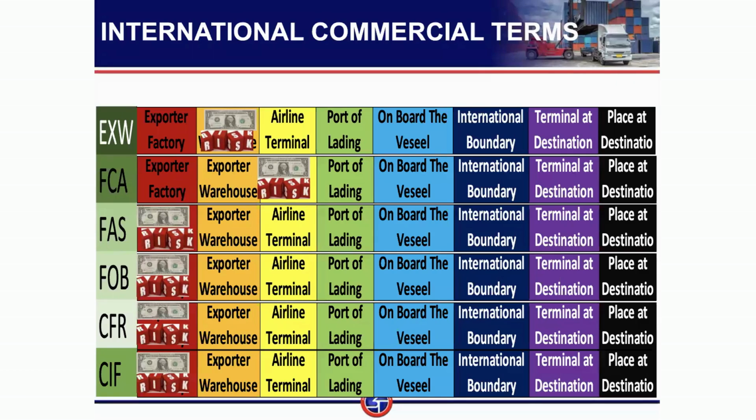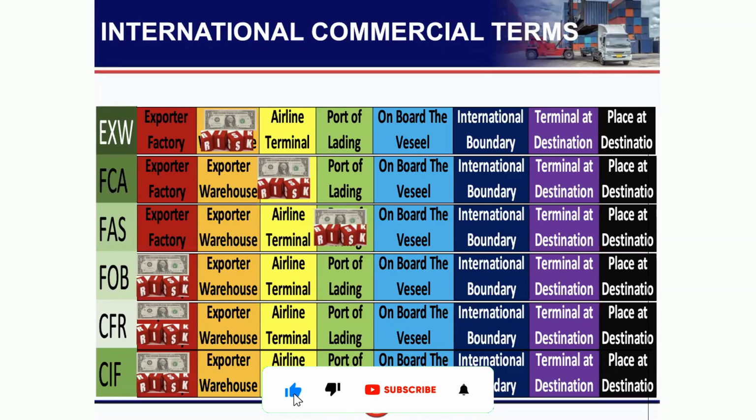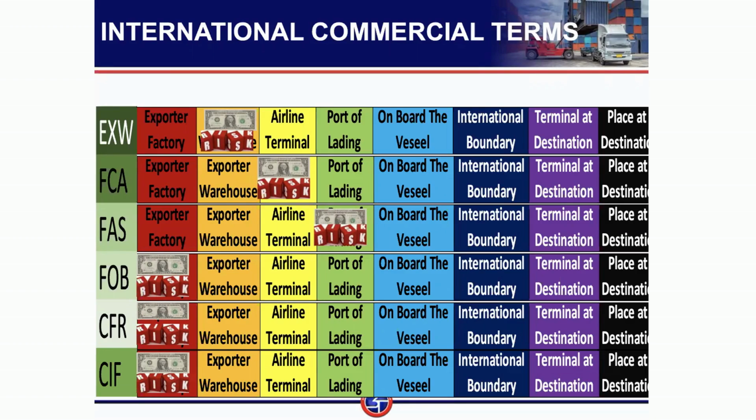FAS, free alongside ship. The risk and the cost of the exporter ends at the port of loading, right by the ship, overlooking the vessel. As soon as the container is dropped by the side of the ship, the risk and cost of the exporter ends, and that of the importer starts from there.